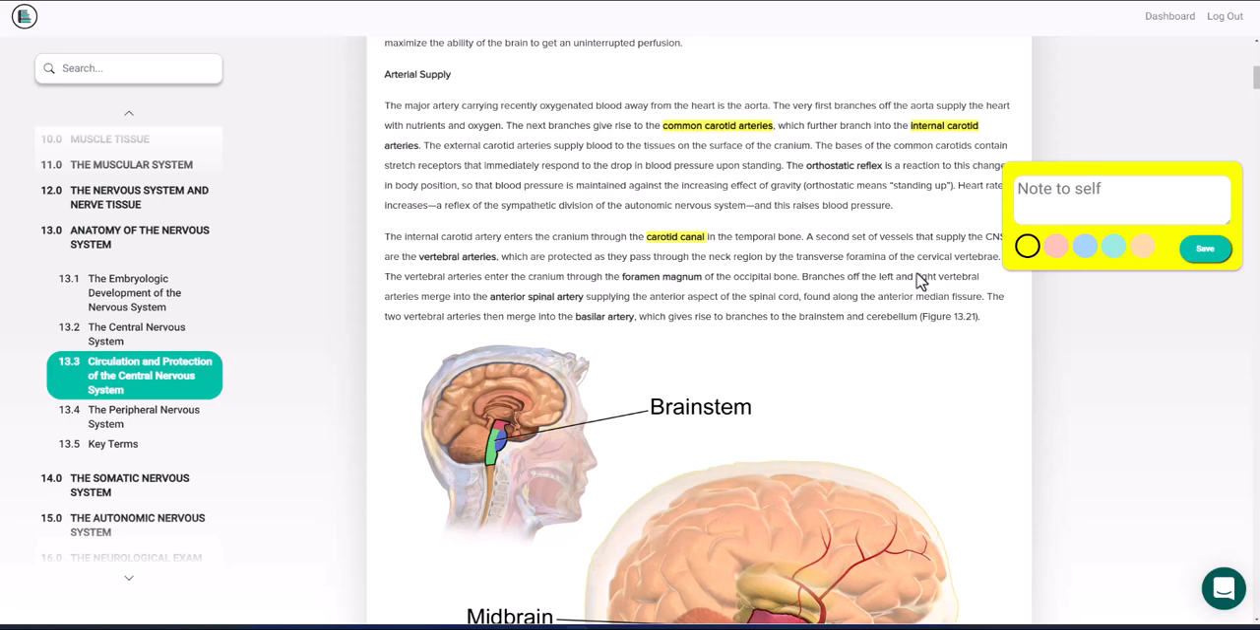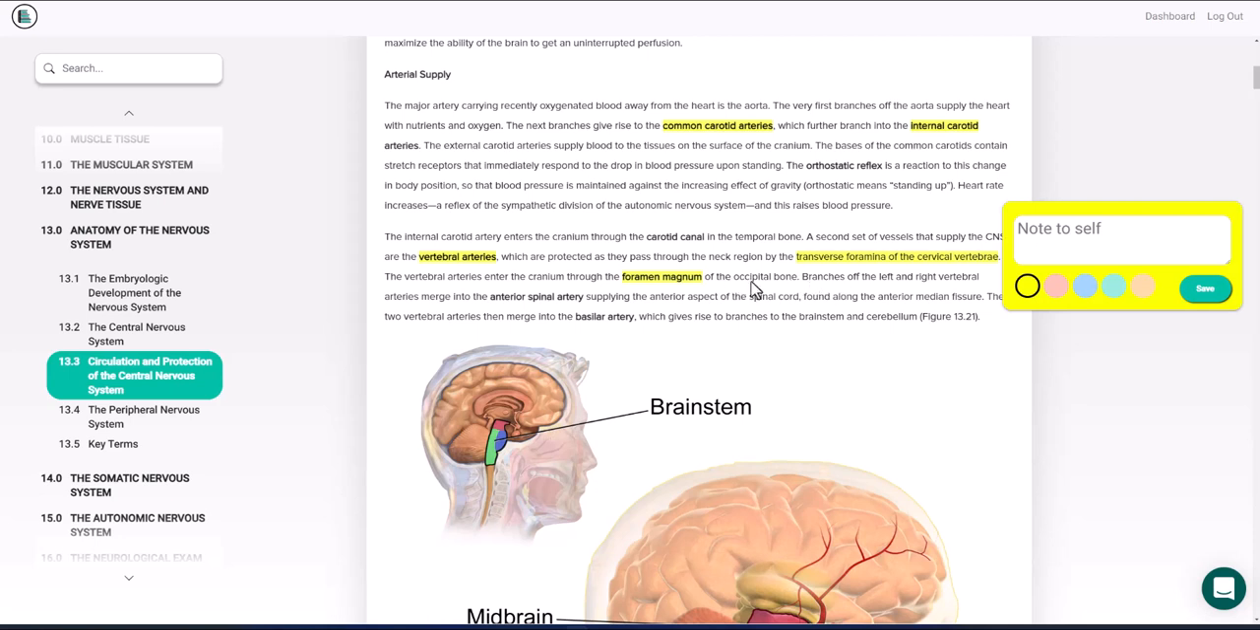The second set of vessels that supply the brain are the vertebral arteries. And you have seen the opening through which the vertebral arteries pass up through the vertebra. Remember that in the cervical vertebra, in the neck region, there are the transverse foramina of the cervical vertebra. And those openings on either side of the vertebra are the openings through which these vertebral arteries pass up. The vertebral arteries actually enter the cranium through the foramen magnum. Again, another bone marking that you know, that's in the occipital bone, and then travel up into the brain, and I'll show you where they travel here in a second.